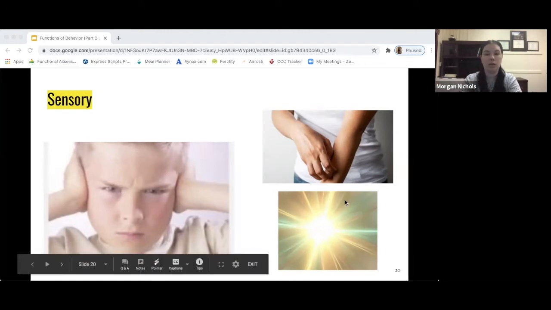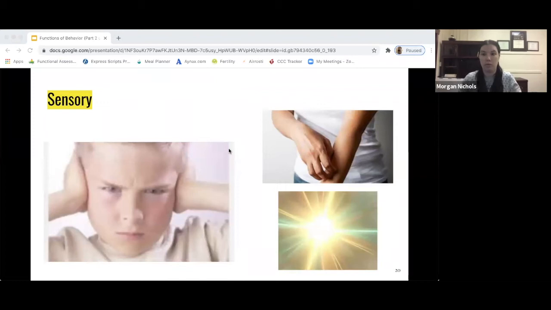Or in this particular instance, the light is too bright. So we do that all the time as adults. We want to avoid the light being too bright, so we put on sunglasses to avoid that bright light, right? And in this situation up here, there's an itch, and so you scratch it because you want that sensory stimulation to go away.